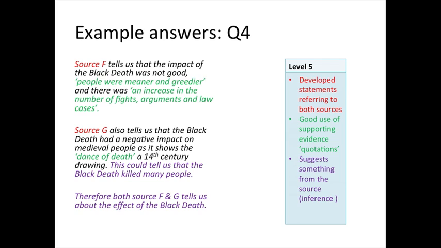In this answer it's quite clear that the person has used both sources, both source F and source G. There's also good use of supporting evidence in green. There are quotations from both sources. There is also inference, something that the source is telling us. For example, this could tell us that the Black Death killed many people. Therefore, both source F and G tell us about the effect of the Black Death.